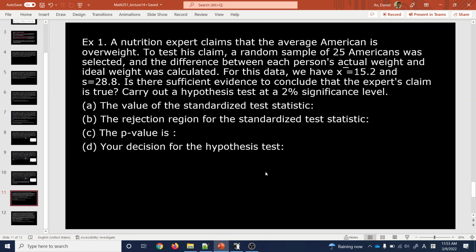All right, so let's do a few more questions. A nutrition expert claims that the average American is overweight. To test his claim, a random sample of 25 Americans was selected, and the difference between each person's actual weight and ideal weight was calculated. For this data, we have x bar equals 15.2.